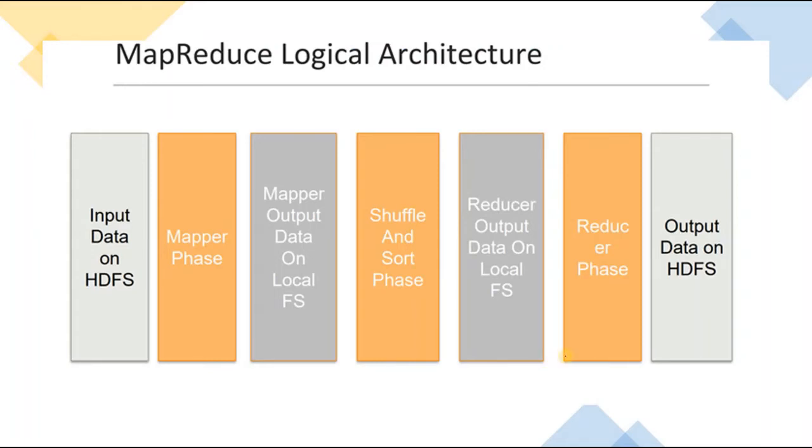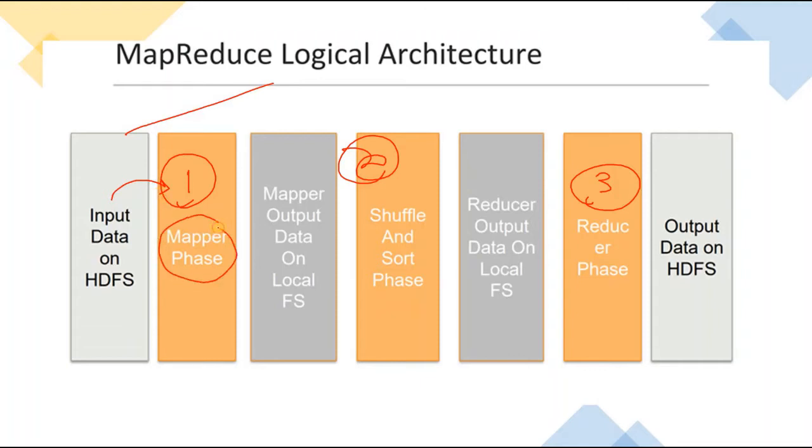Before we proceed to the example of MapReduce, let us take a look at the MapReduce logical architecture. In MapReduce, we are going to have three phases: mapper, shuffle and sort, and also the reducer phase. So there are three phases. This is 1, this is 2, and this is 3. Input data from HDFS will be input into the mapper phase, and then the mapper output on the local file system will be input into the shuffle and sort phase, and then after the shuffle and sort, it will do the reducer, and it will put the output data back on HDFS.